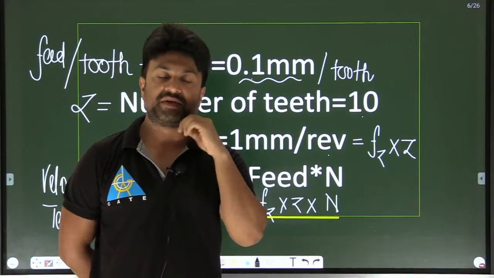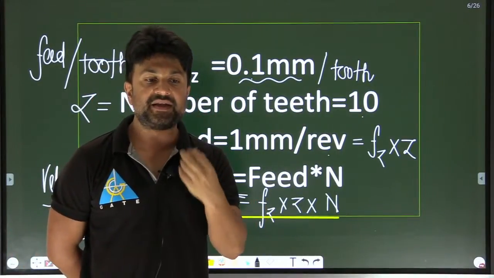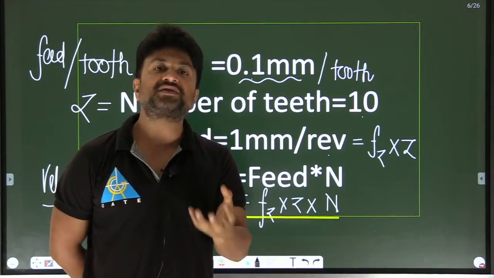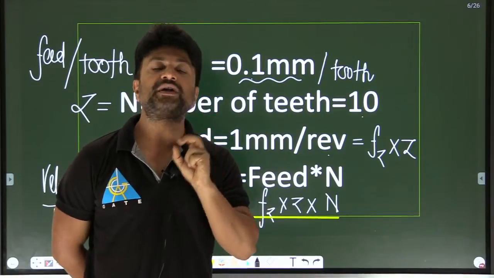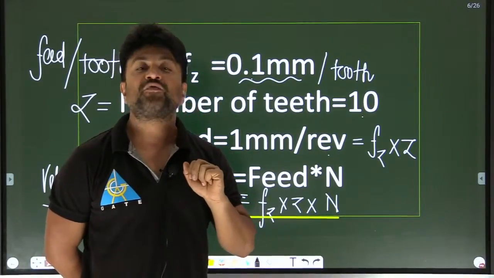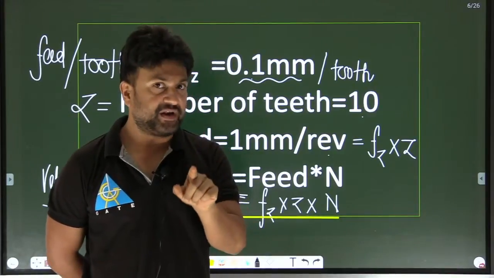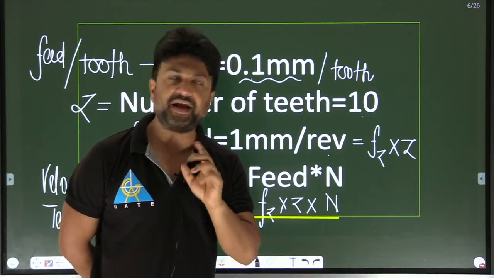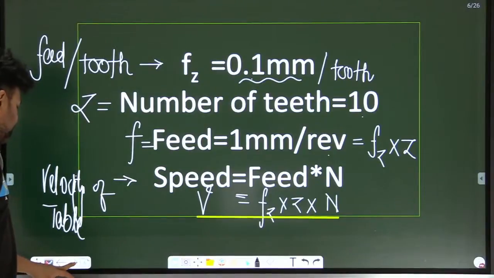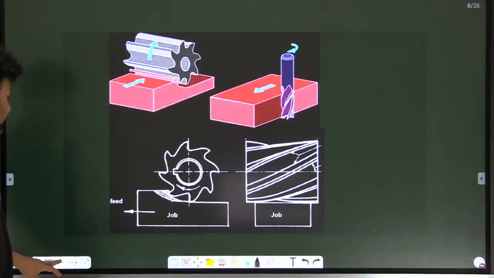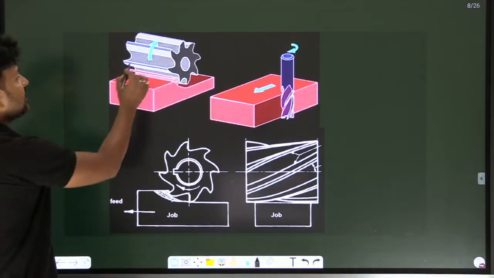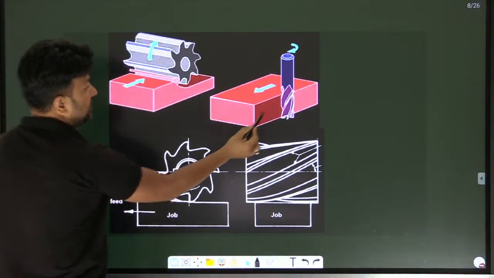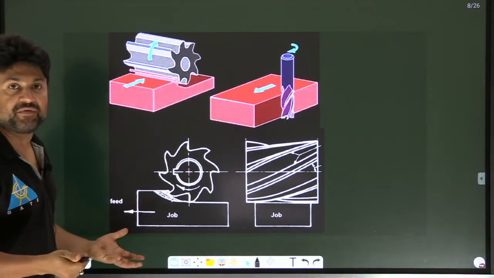Now there are various types of milling. But because I have to deal with some questions, I am introducing 2 types of milling. First of all, peripheral milling and face milling. So how will a peripheral milling look? Look, this is a peripheral milling.